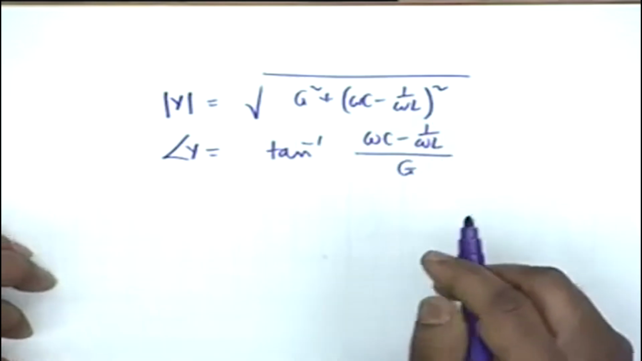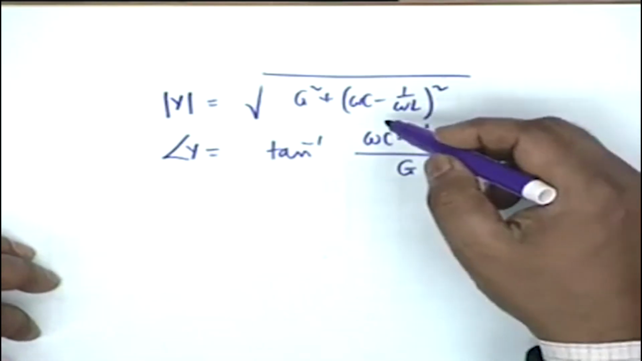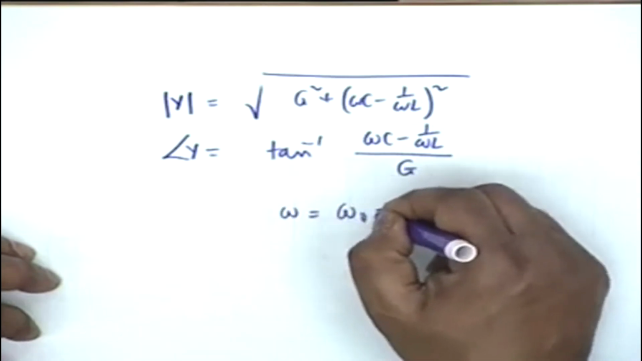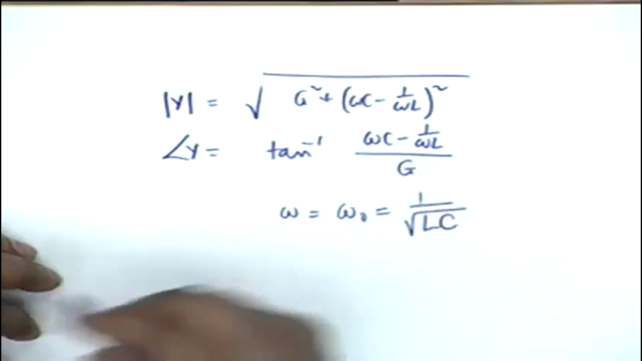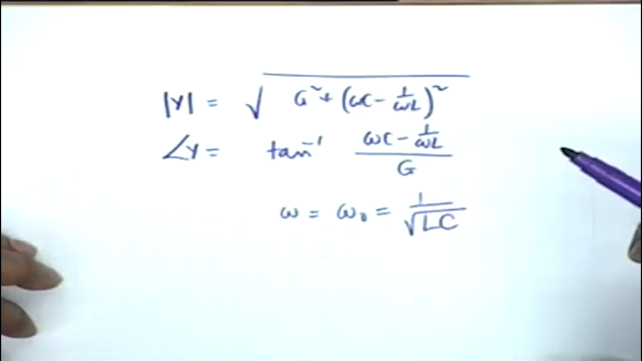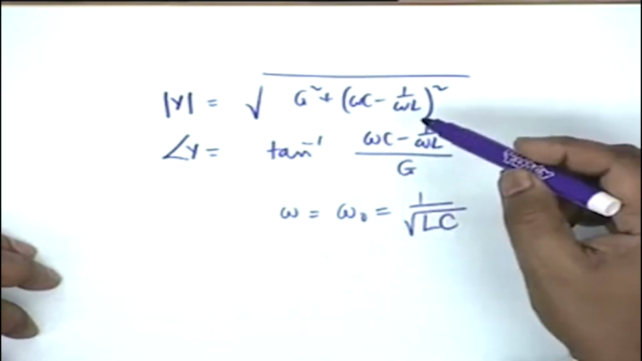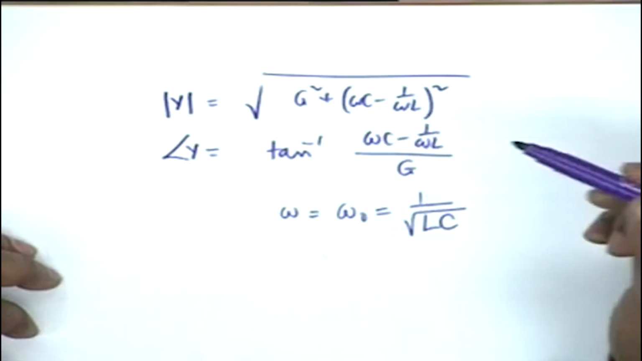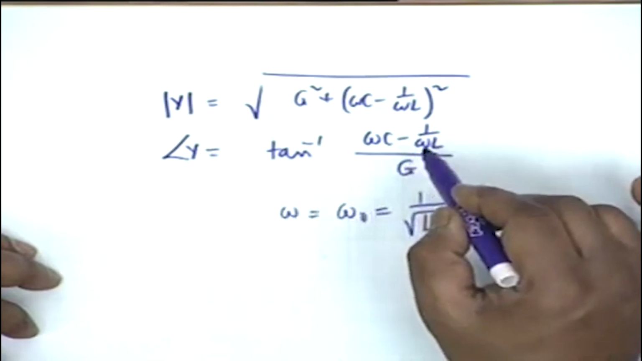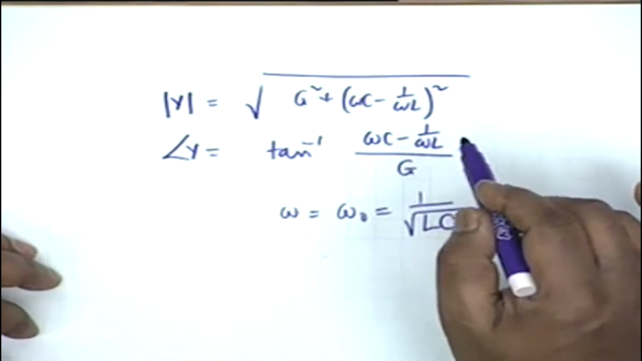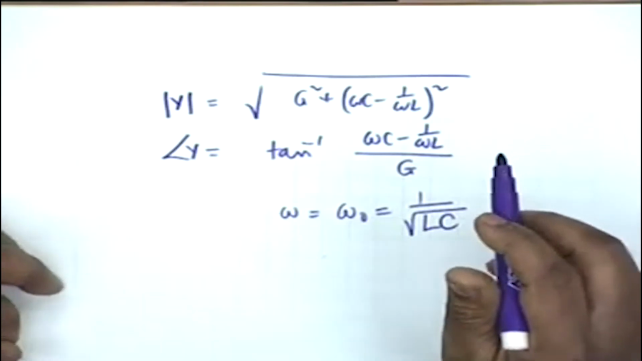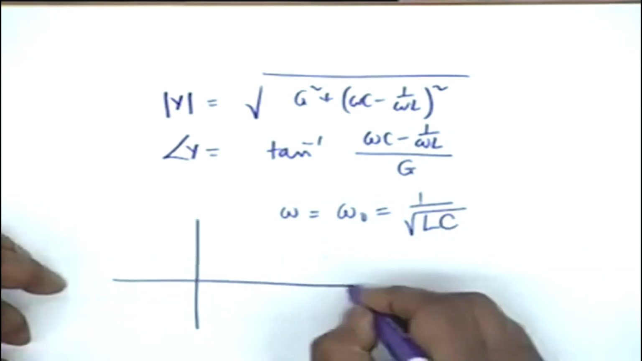And once again you can see that when omega C is equal to 1 by omega L, that is when omega equals omega 0 equal to 1 by square root LC, the susceptance of the capacitor, which is omega C, cancels the susceptance of the inductor, which is 1 by omega L, and the admittance angle would be 0, so the current and voltage shall be in phase. In the phasor diagram now, instead of taking I as the reference, we take V as the reference.